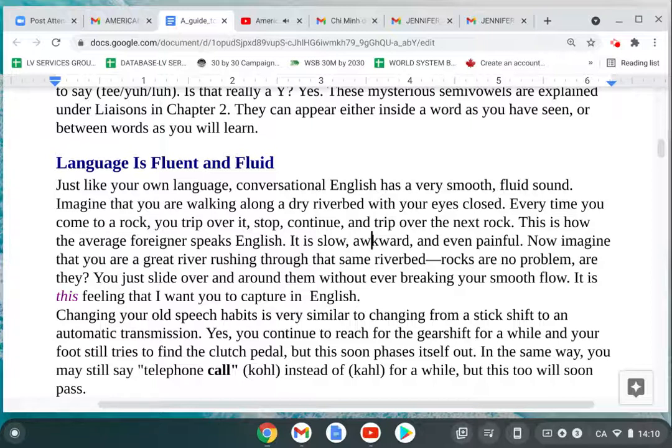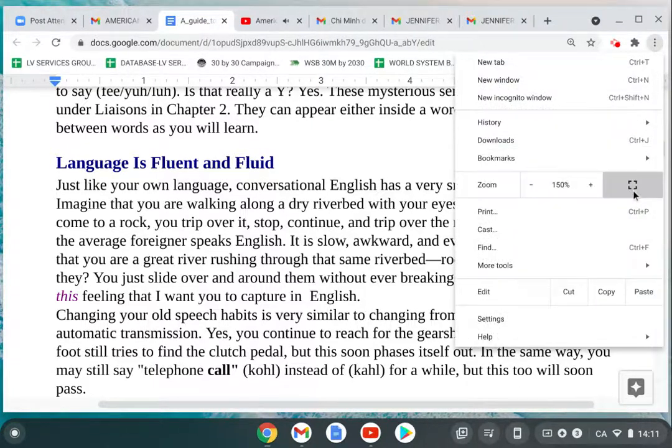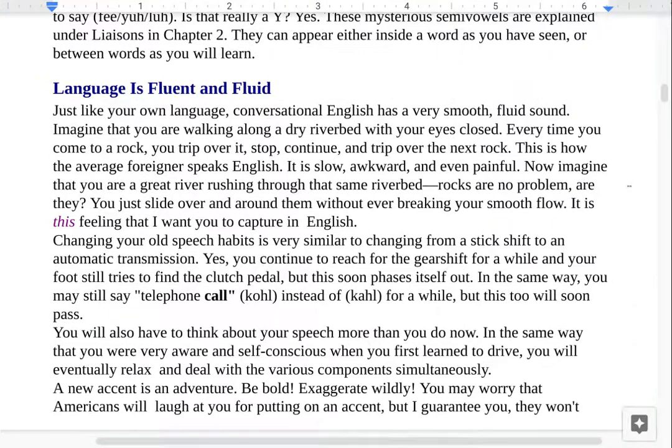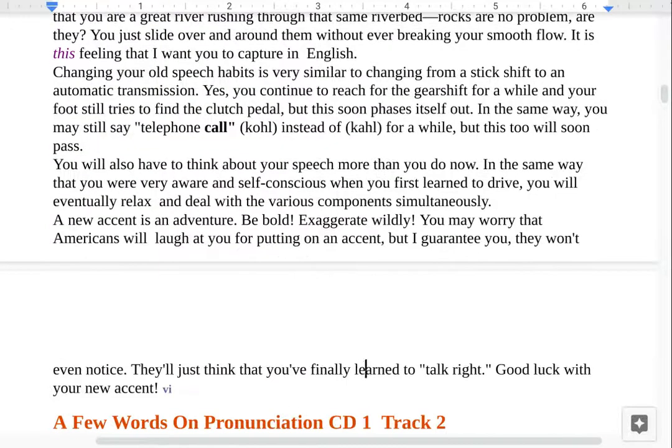Changing your old speech habits is very similar to changing from a stick shift to an automatic transmission. Yes, you continue to reach for the gear shift for a while, and your foot still tries to find the clutch pedal, but this soon phases itself out. In the same way, you may still say telephone call instead of call for a while, but this too will soon pass. You'll also have to think about your speech more than you do now.